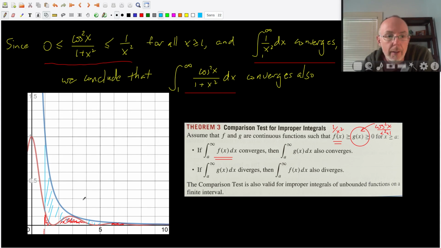But vice versa, if I knew that the function g itself, the smaller one, diverged, then the bigger one must diverge, right? If the area under g is infinite, and f is always bigger than g, then the area under f must also diverge.